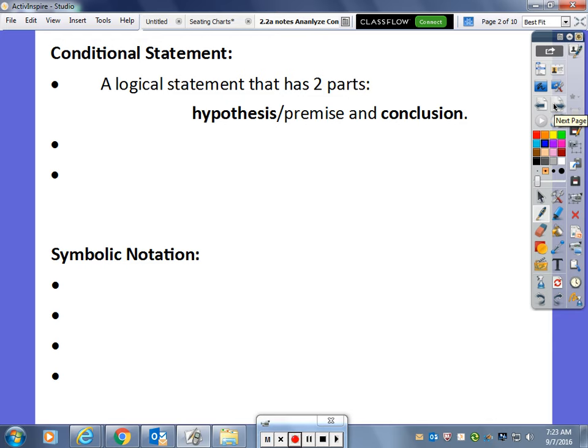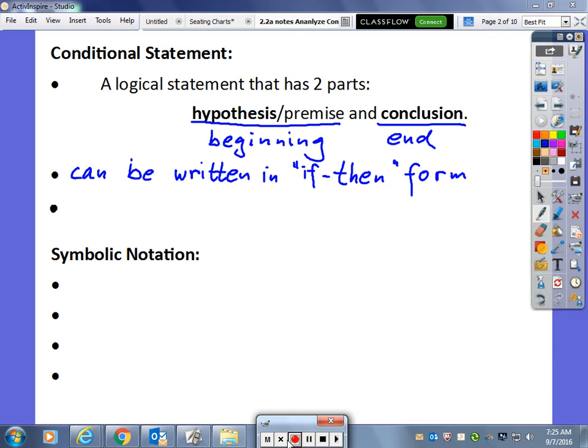A conditional statement is a logical statement that has two parts: the hypothesis or premise, which usually comes at the beginning of the statement, and a conclusion. The conclusion usually comes at the end of the statement. A conditional statement can be written in if-then form, but it isn't always, and we will see that later too.